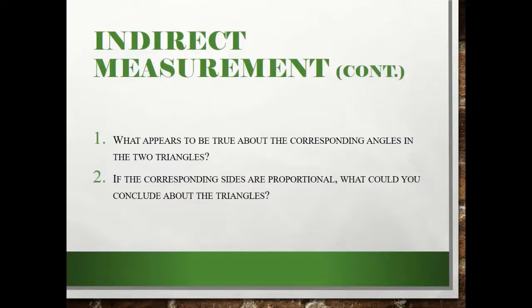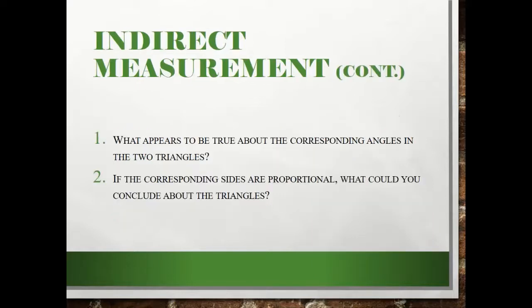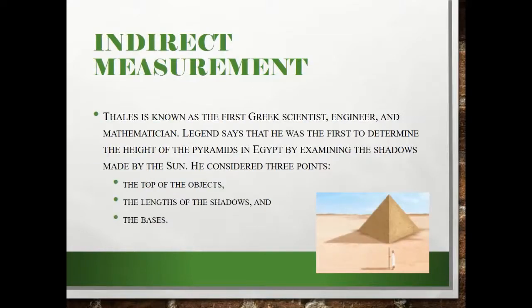Okay. Now, if you take a look at this concept, and you can see from the picture, hopefully that helps, what appears to be true about the corresponding angles in the two different triangles? We'll go back to that picture so you can see. And then two, if the corresponding sides are proportional, what could you conclude about the triangles? There's the picture again.